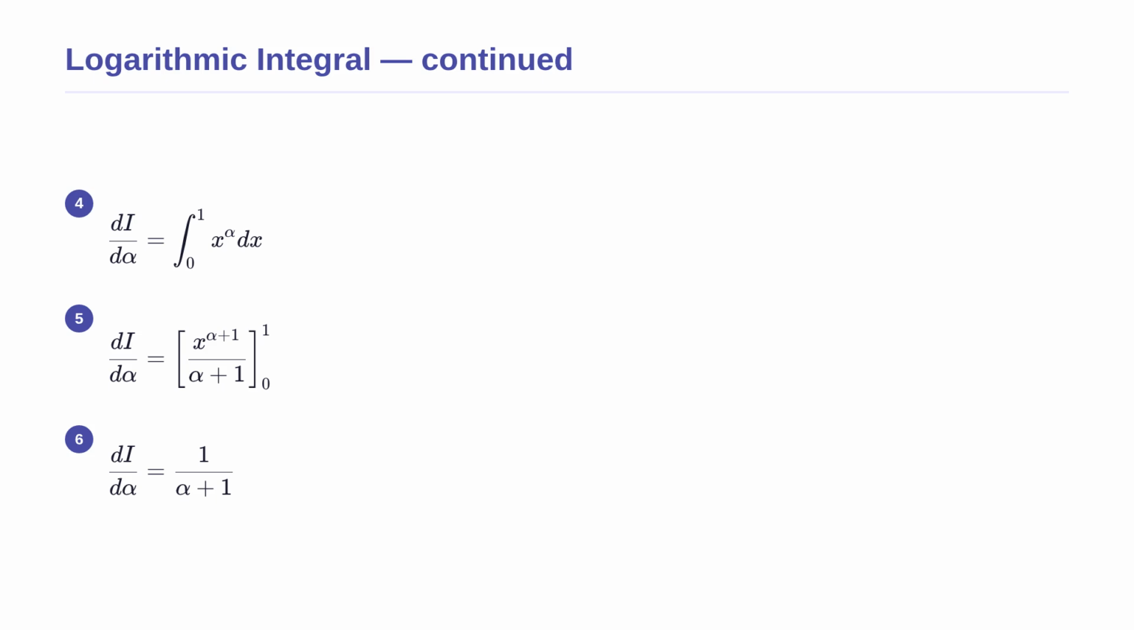Next, we evaluate this across our boundaries from 0 to 1. Plugging in the upper limit of 1, 1 raised to any power is just 1. Plugging in the lower limit of 0 gives 0. So the entire definite integral collapses down to a simple algebraic fraction, 1 over alpha plus 1. We have successfully found the derivative of our integral.